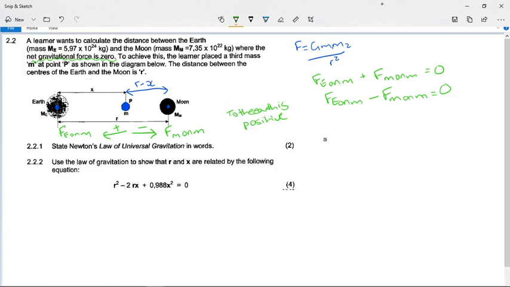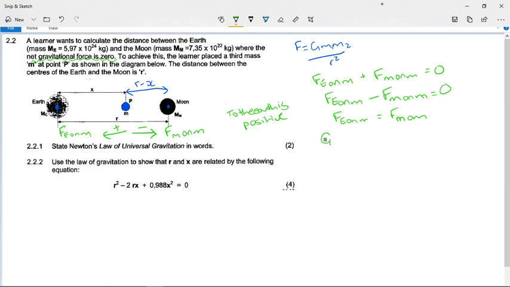Okay, but you get the picture that the one force is positive, the one force is negative, because they're in opposite directions. So what this means is that the force of the Earth on M is going to be equal to the force of the Moon on M, because when you take it over, the one becomes positive. And now we're going to just substitute into this formula, okay, G M1 M2 over R squared.